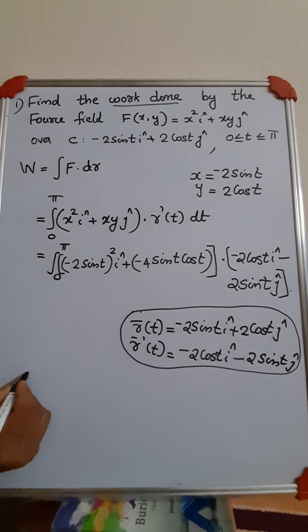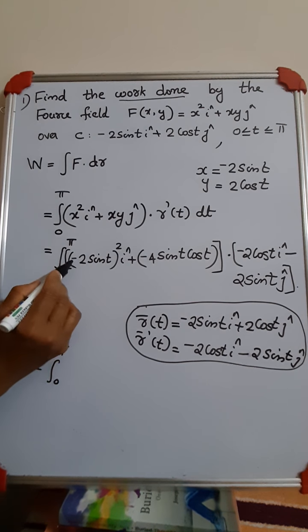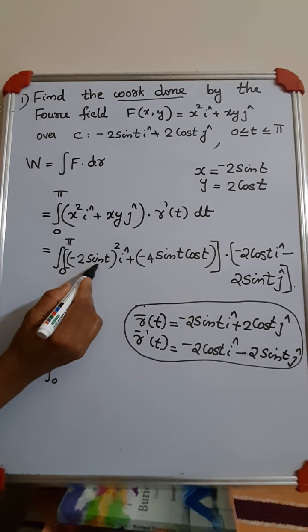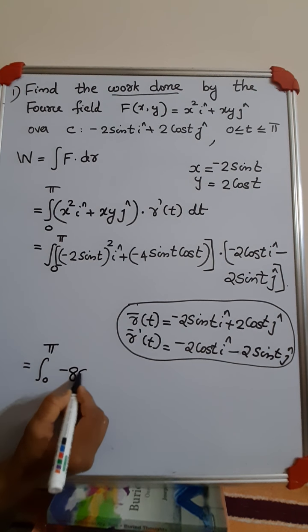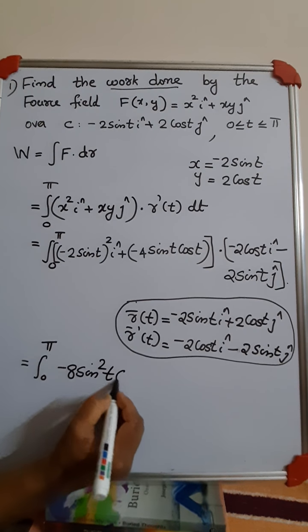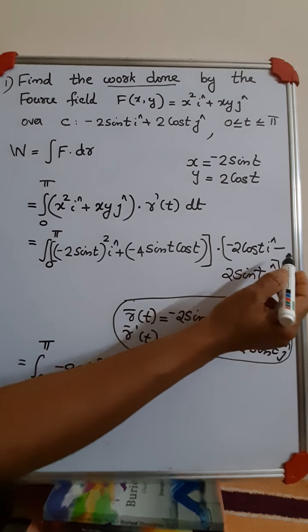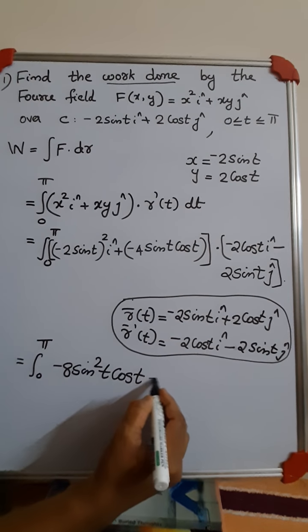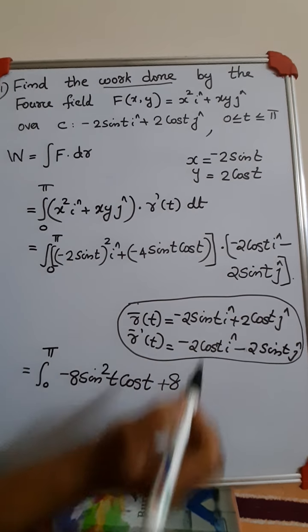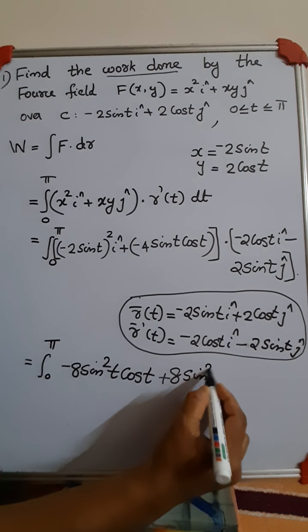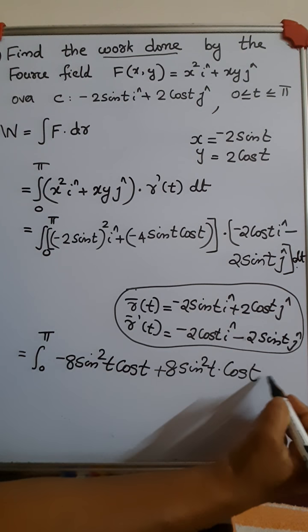The dot product of these two terms is the integral from 0 to pi. Multiply the i components: minus 2 sin t the whole squared is 4 sin squared t, into minus 2 cos t, so minus 8 sin squared t cos t. i dot i is 1. Then the next term has one minus, minus minus plus, 4 into 2, 8. This is sin t cos t into sin t, that is sin squared t cos t, and dt is here.